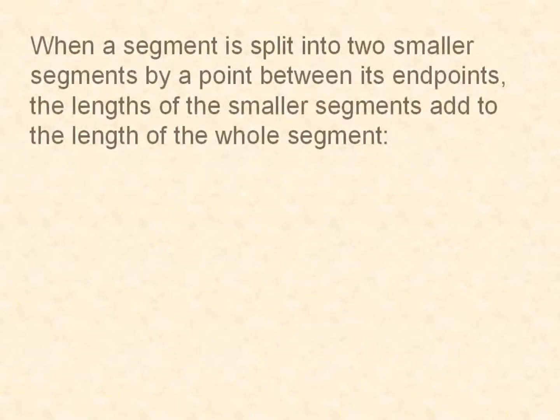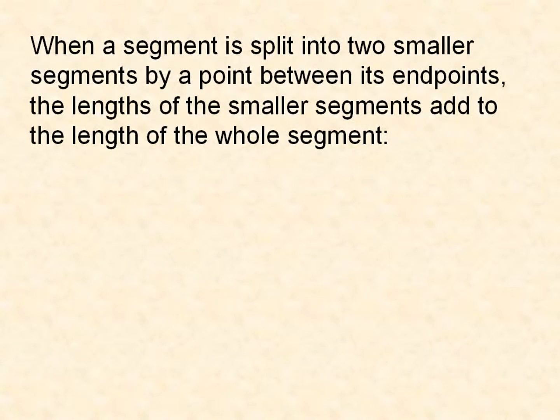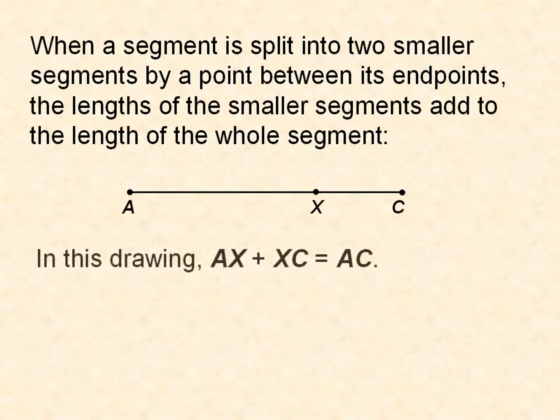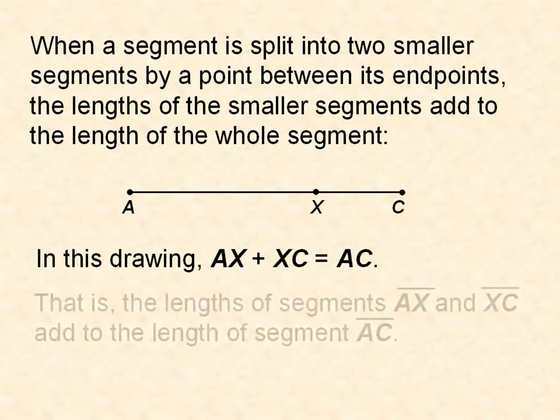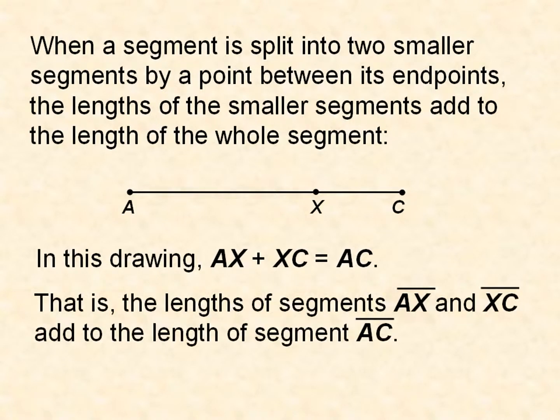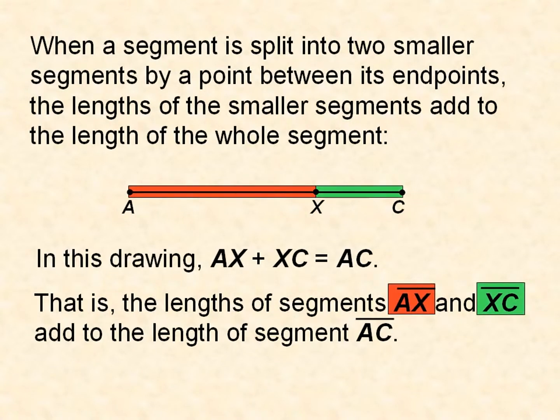When a segment is split into 2 smaller segments by a point between its endpoints, the lengths of the smaller segments add to the length of the whole segment. In this drawing, AX plus XC equals AC. That is, the lengths of segments AX and XC add to the length of segment AC.